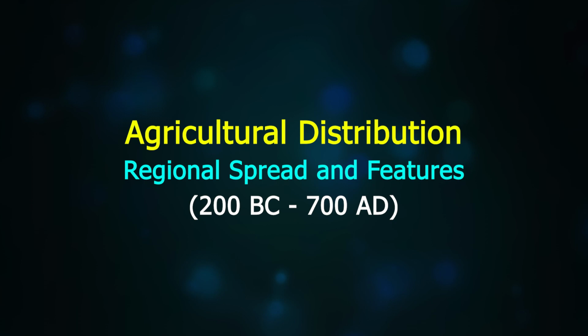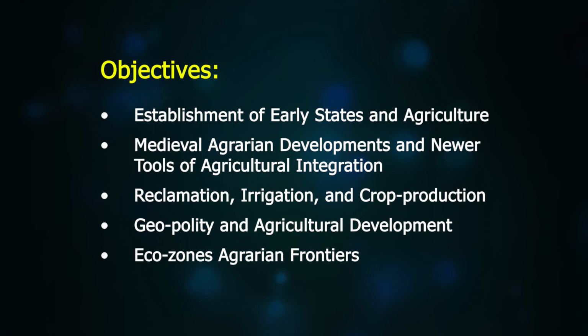For today, we have chosen the topic Agricultural Distribution, Regional Spread and Features 200 BC to 700 AD. Dear students, the focus of the current study will be on establishment of early states and agriculture, medieval agrarian developments and newer tools of agricultural integration, reclamation, irrigation and crop production, geopolity and agricultural development, ecozones, agrarian frontiers.